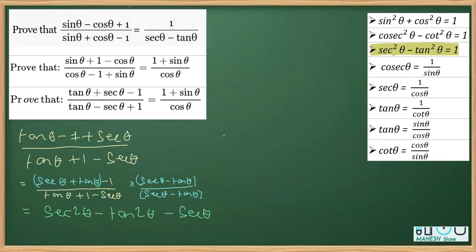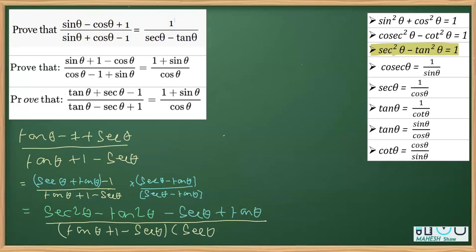And minus 1 multiplied by minus tan theta is plus tan theta, right? So this is what you can get in the numerator. And as I said, the denominator we should write as it is. Every time you should write the denominator as it is until the last step. So if I just copy the denominator, which is tan theta plus 1 minus sec theta times this is sec theta minus tan theta.